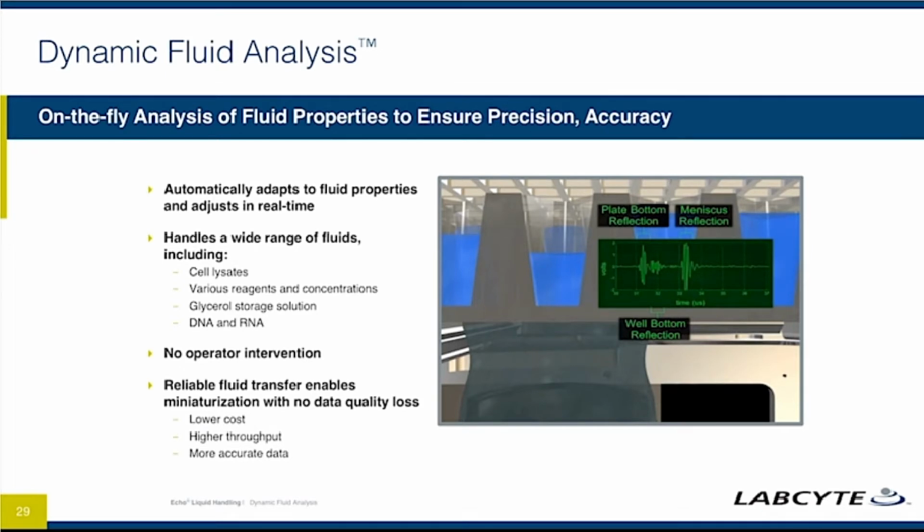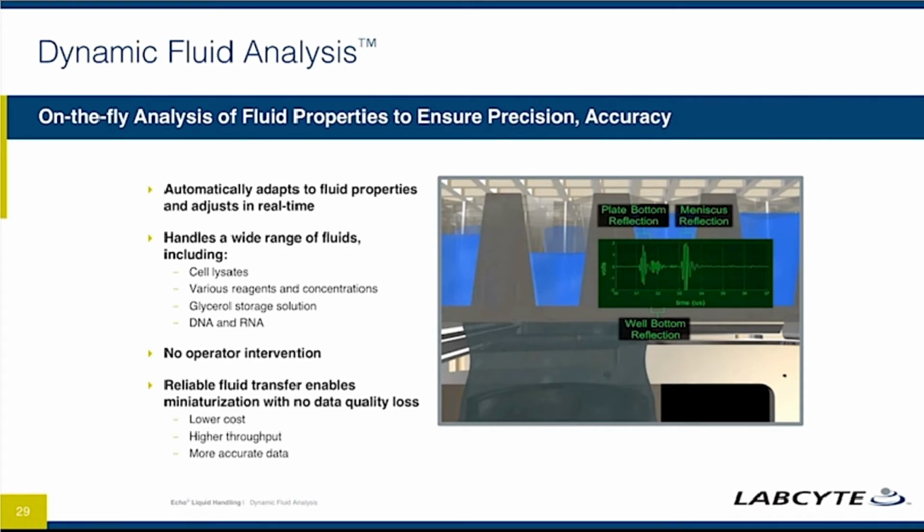And utilizing those reflections, we can infer two aspects of the fluid. The first one is the fill height of the fluid, and so that enables us to appropriately focus the acoustic energy on that meniscus. The second one is to understand the acoustic impedance of the fluid which is contained within the well. And that acoustic impedance basically describes how sound will travel through the liquid and enables the instrument to adjust to changing fluid properties as it moves from well to well.